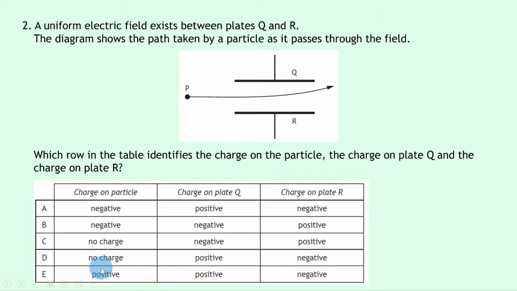So let's look at the first column, the charge in the particle, and the last column, the charge in plate R, and see which ones have the same charge and therefore could be the answers. So A is negative and negative, which could be it. We've got negative and positive for B, so that's not going to be an option. C, no charge and positive, that's not going to be an option. No charge and negative, also not an option. And E, positive and negative, that's also not an option. So that means we've got our answer, which is option A. So we've got the same charges on the particle and plate R and the opposite charge on plate Q.